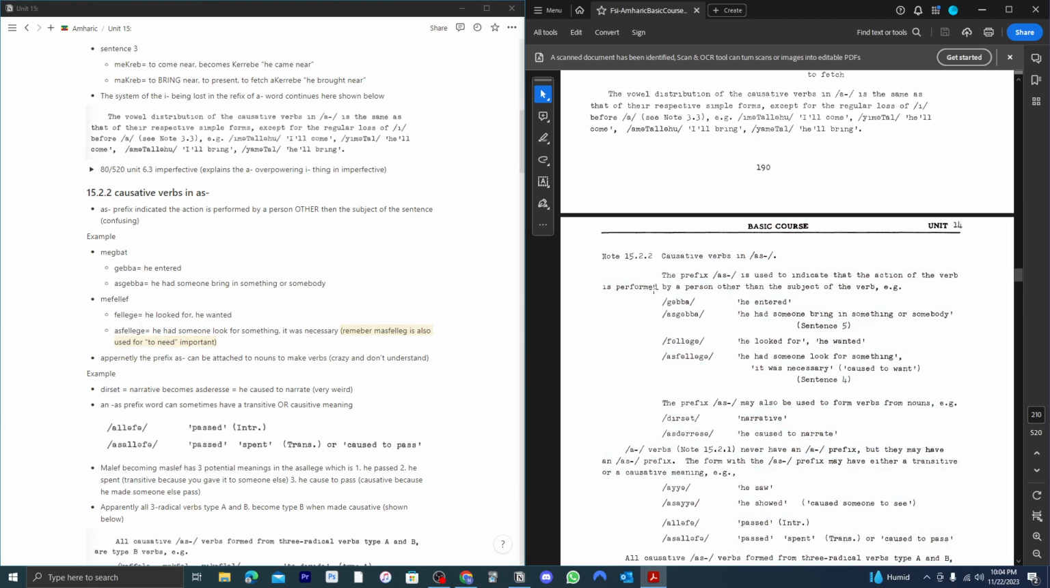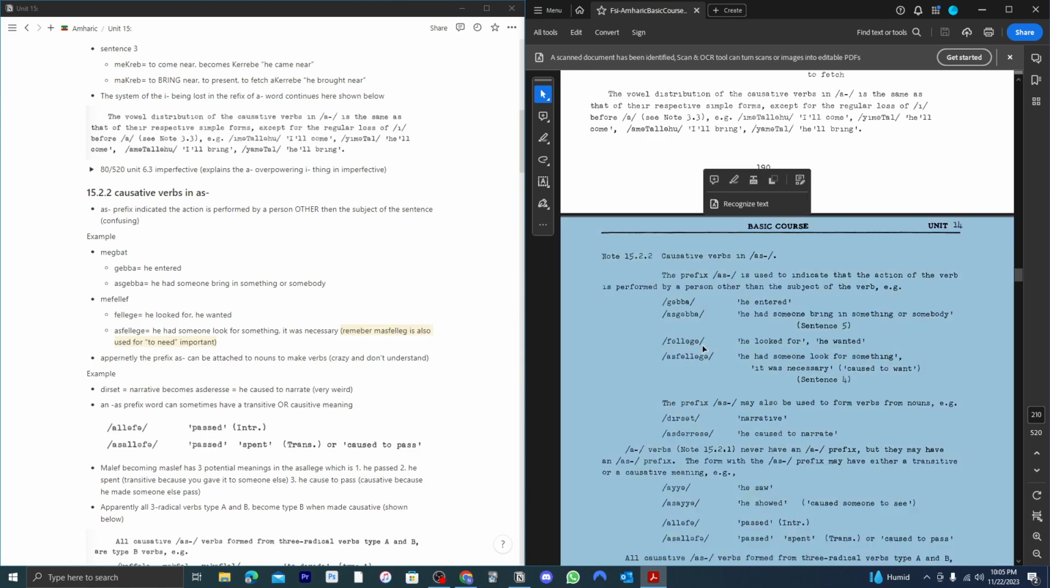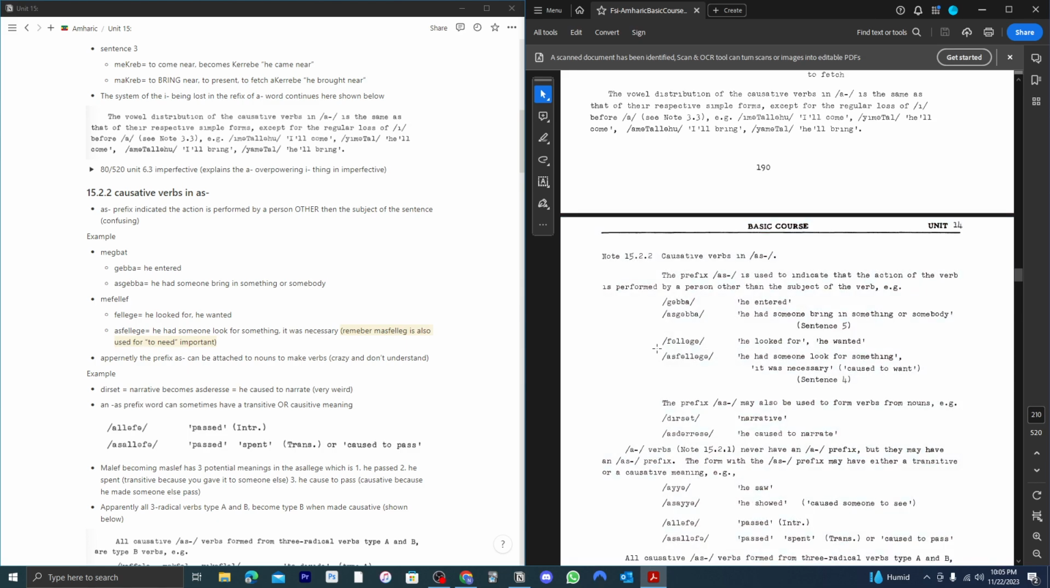So megbat is to enter. Make it into maskebat is he'll cause something to enter. Mefelig is to look for or to want. Oh, and I guess it's also showing the perfective form, it's felig, like he looked for or he wanted. You make it masfelig or asfelig. It's like he had someone look for something.